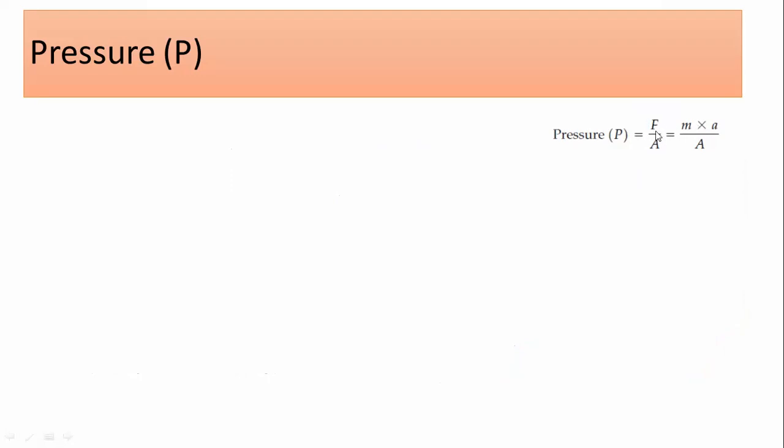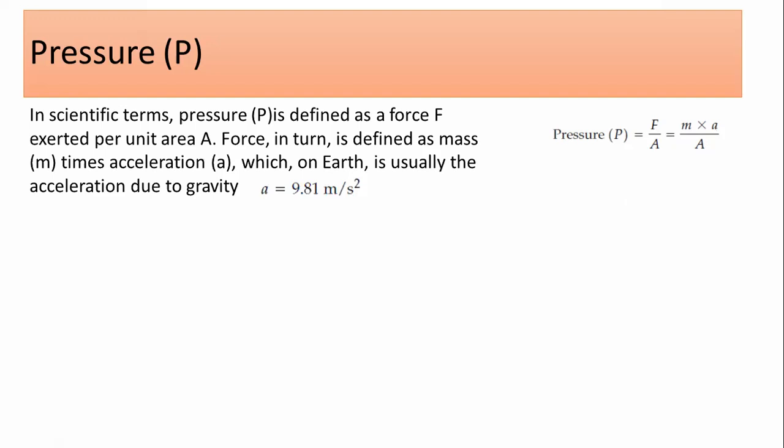You know what force is? Force is mass into acceleration. So in place of the force, you can write mass into acceleration per unit area. This definition is important because we will use this formula to calculate the different units of the gas pressure today. I have already described it, and it is written over here. The definition of the pressure is the force exerted per unit area.